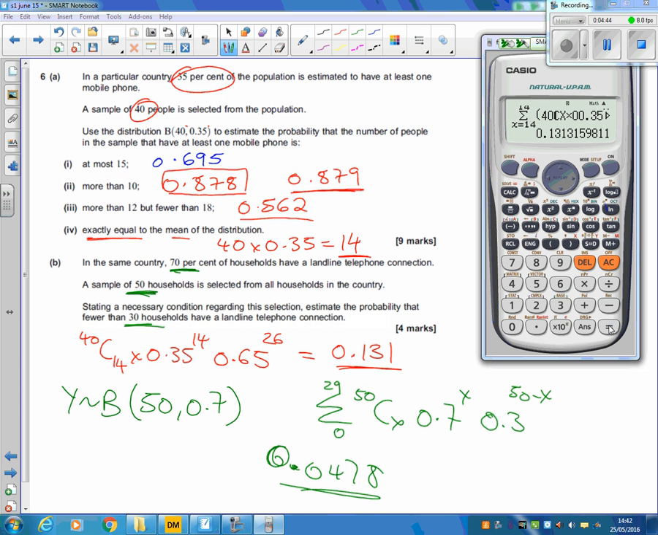0.0478. And the only condition that you have to think about there is that you need it to be a random sample. The sample can't be biased in any way. It has to be a random sample.